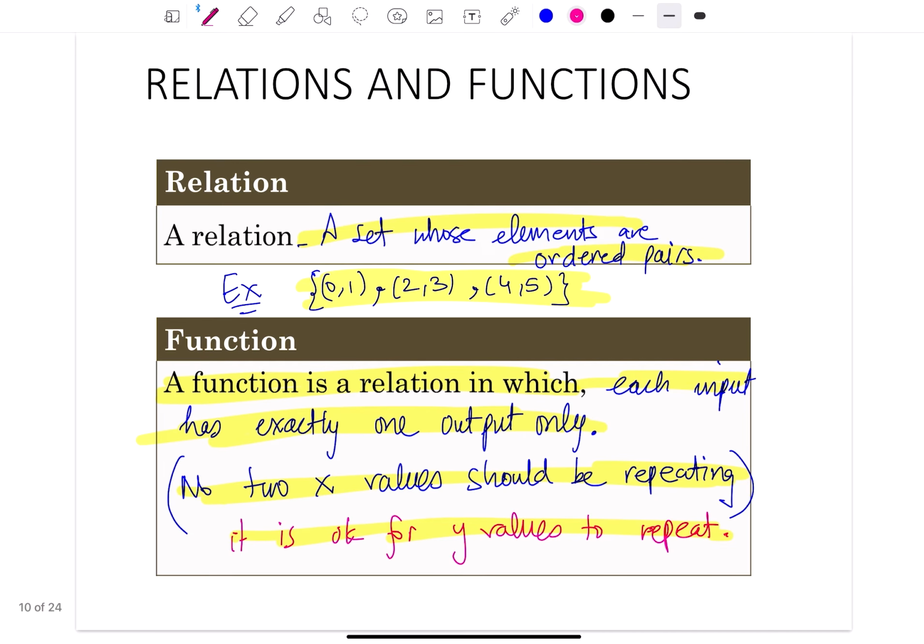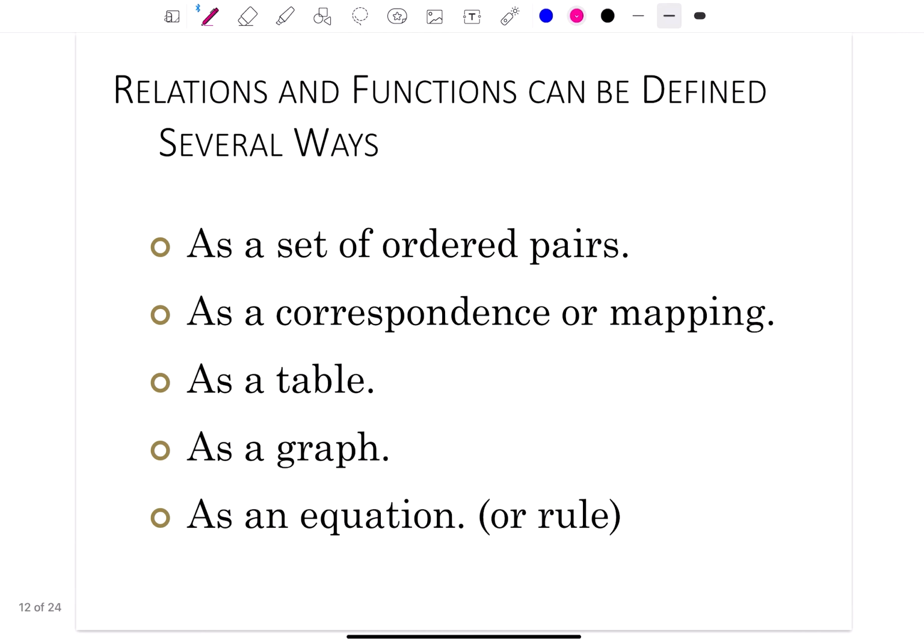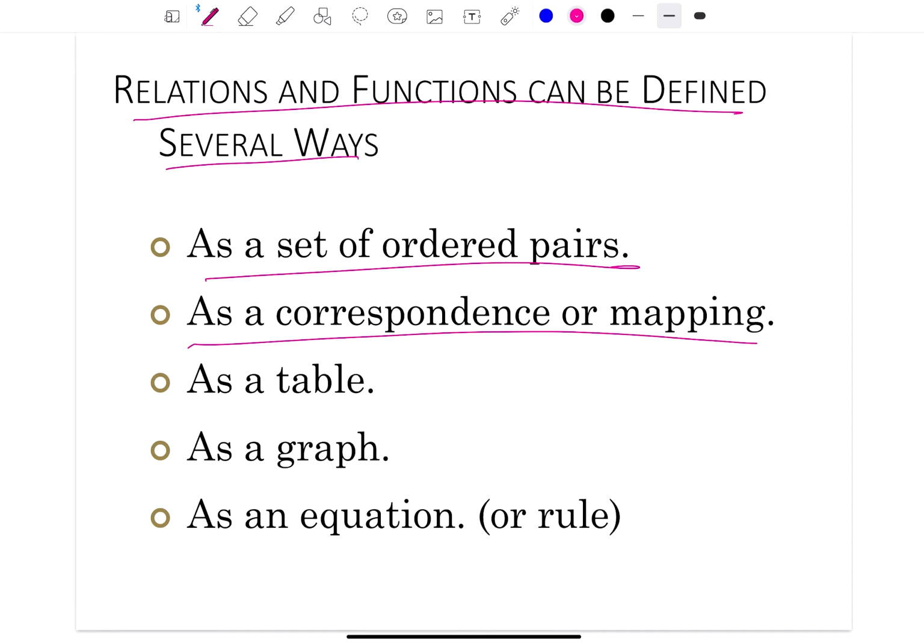So the condition is, a function is a special relation where each input has exactly one and only one output. One input cannot be connected to two different outputs. Okay. Relations and functions can be defined in several ways. We can write them as a set of ordered pairs, as correspondence or mapping, as a table, as a graph, or as an equation or rule.